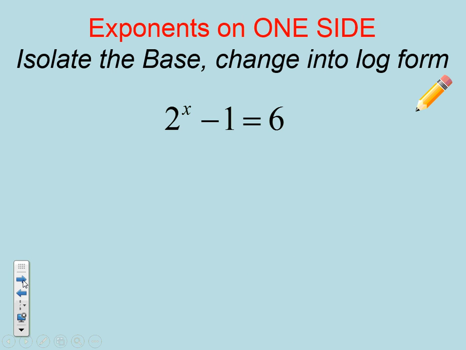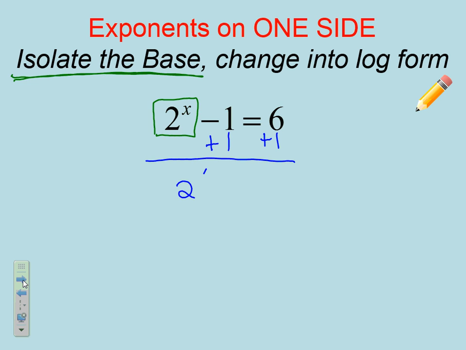Now if we have exponents on one side, we have to isolate the base. That's very important, very, very important. We have to isolate the base first, then we have to change it into log form. So here, to isolate my base, I have to get this by itself. In order to do that, I'm going to add 1 to both sides. So I have 2x equals 7.